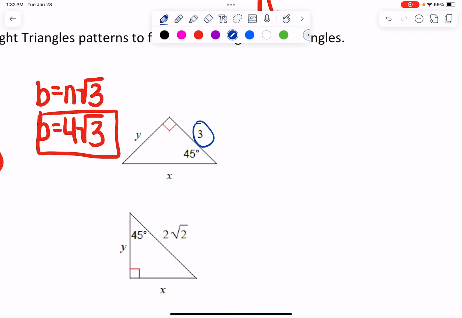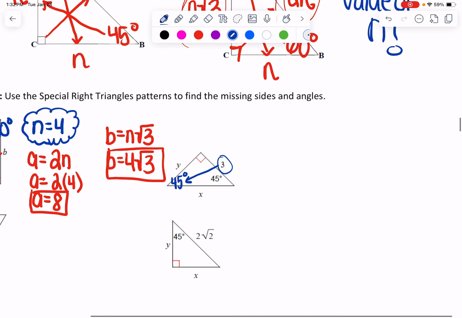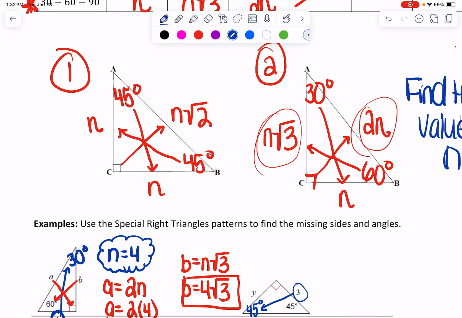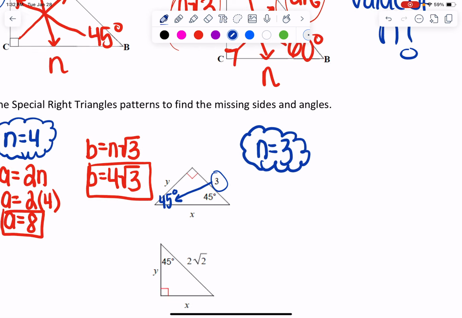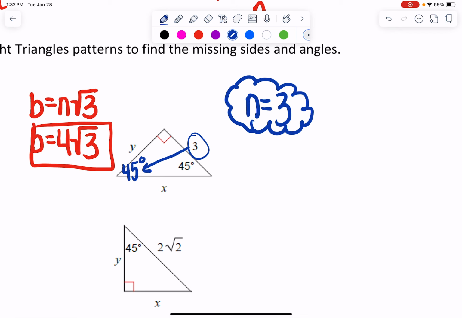We're going to start with the side that we have labeled, which is 3. We're going to draw an arrow opposite to 3, which is 45 degrees. If I look at my ratio right above, opposite to 45 is n. So in other words, what it's really saying is n equals 3. That I'm going to use as a tool to find x and y.